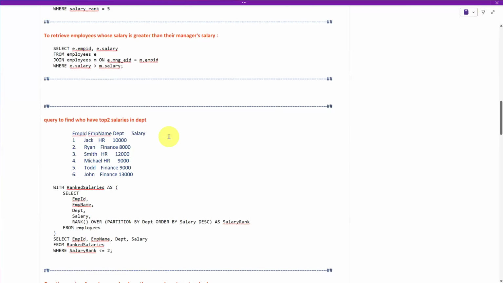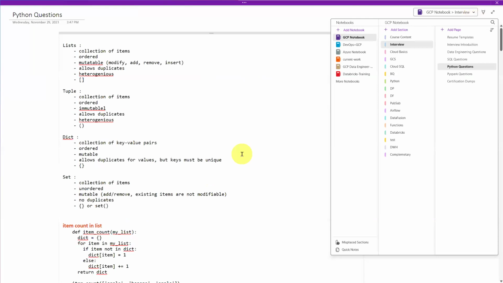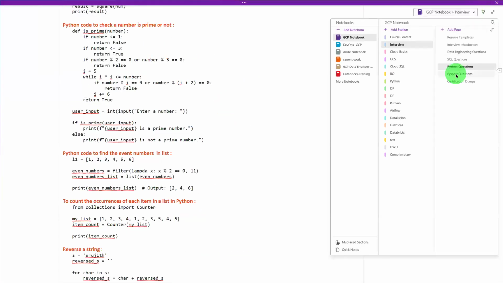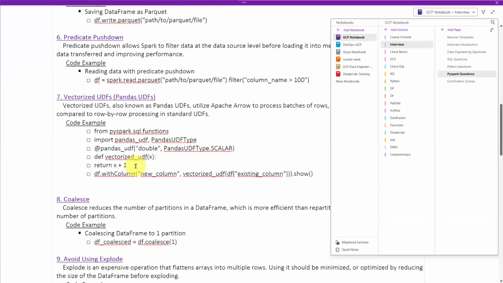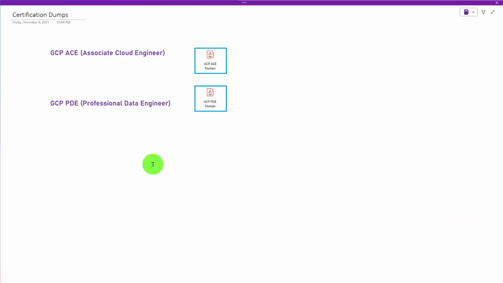Okay. So before you go to the interview, I suggest you go and read all of these questions, Python questions, sorry, and PySpark questions also. You have them here. For those who wanted to go for the certification also, we have certification dumps available. Those who wanted to go for the Associate Cloud Engineer certification, Professional Data Engineer certification, all of these things are here. Okay, so this is how one can have all of this information once you have access to the notes.